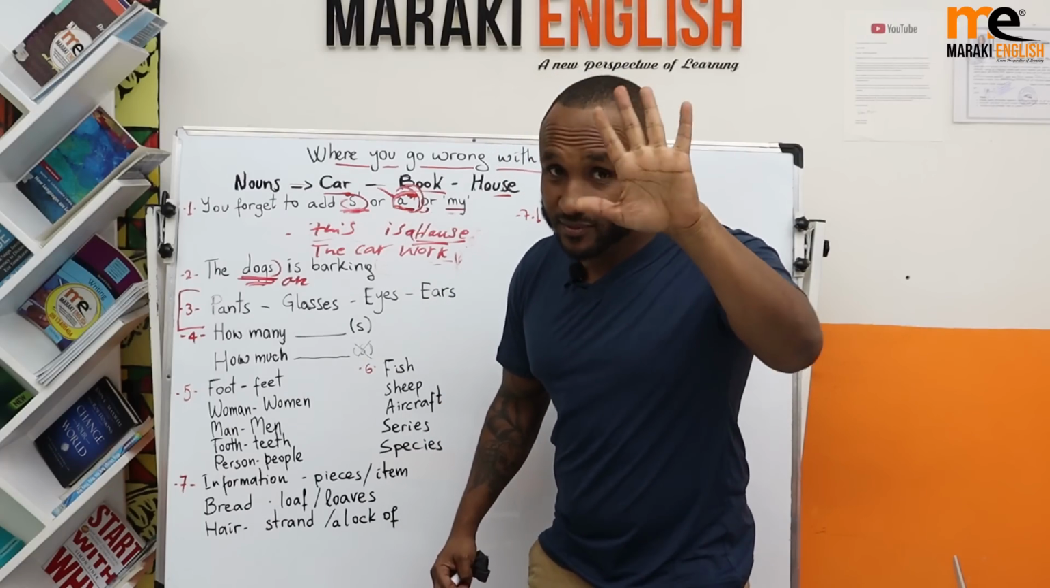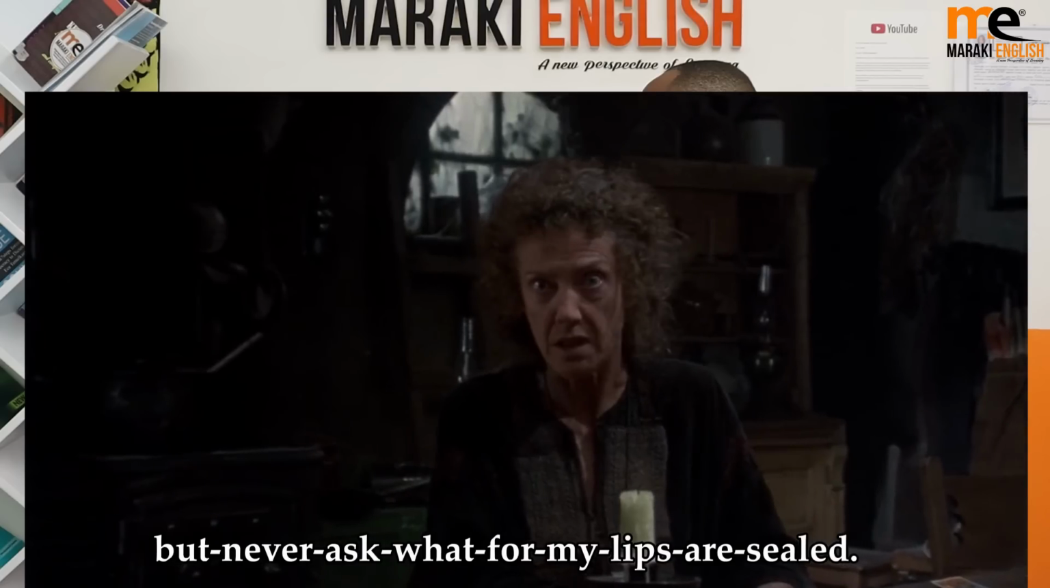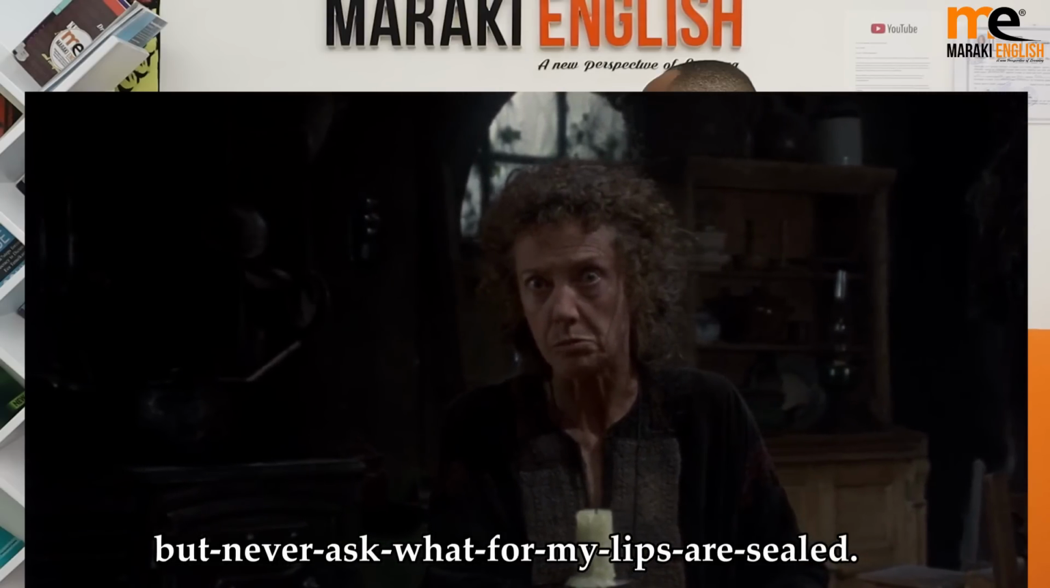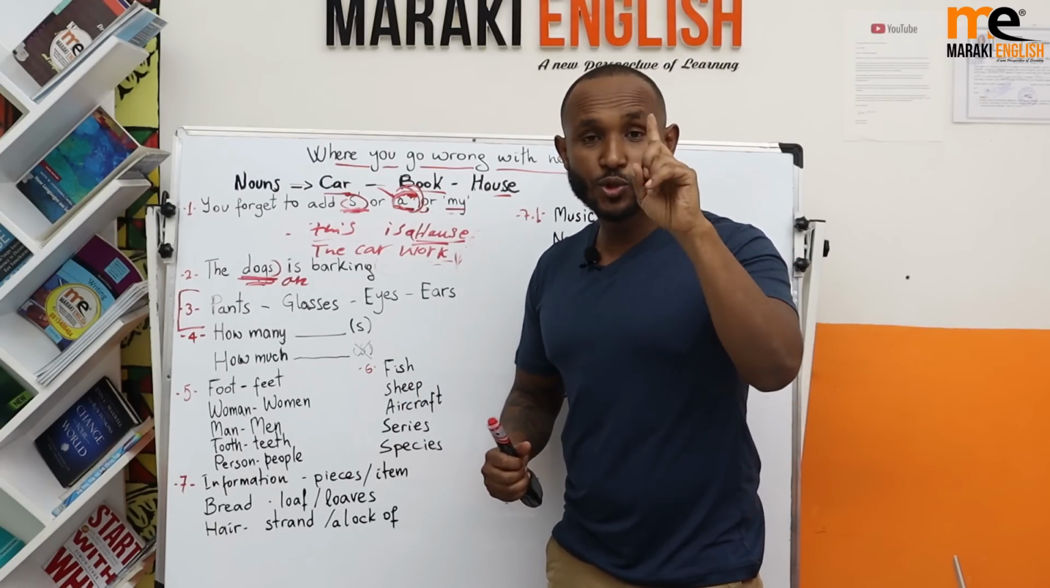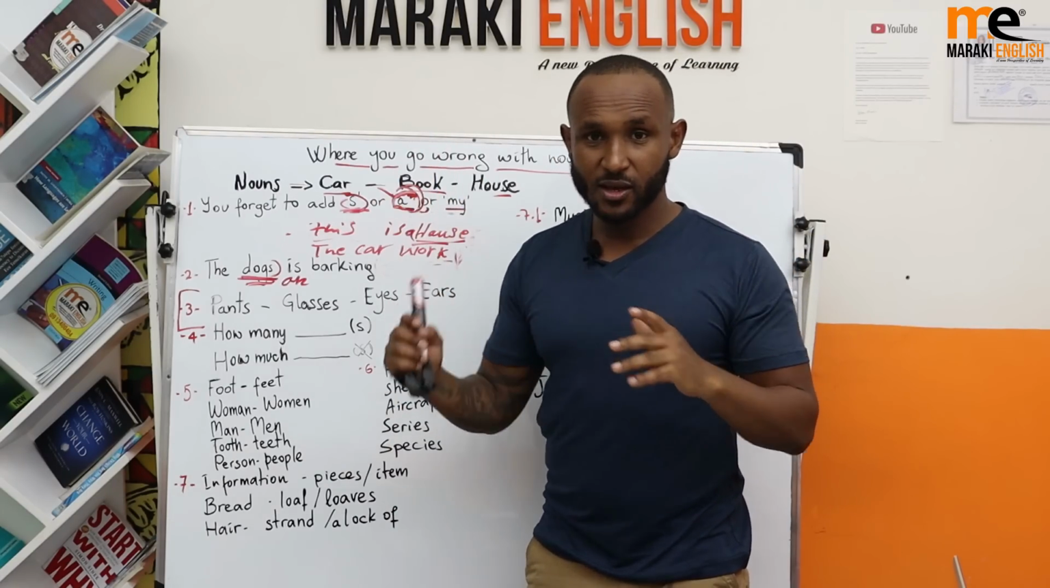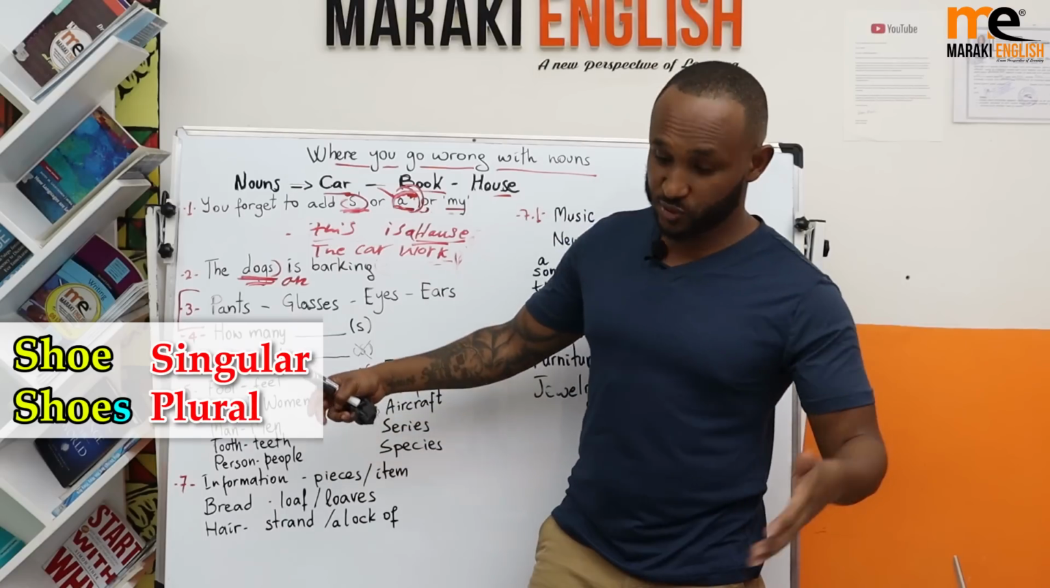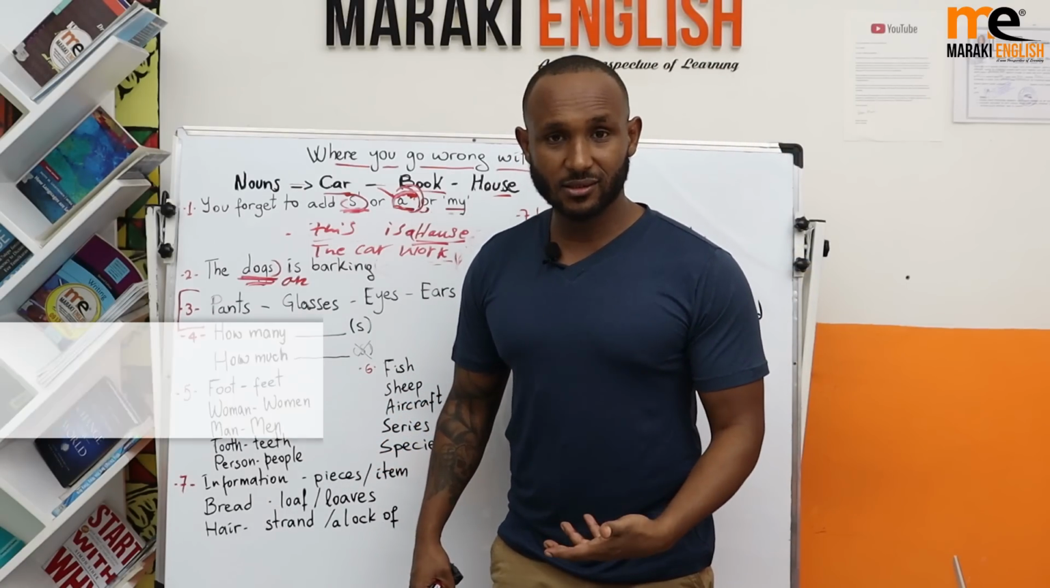My lips are sealed. It's okay. I'm not going to tell anyone. But never ask what for. My lips are sealed. What else? Yeah, you say shoes. Shoe is singular, just one. But shoes, I'm here to buy shoes because you're buying both.